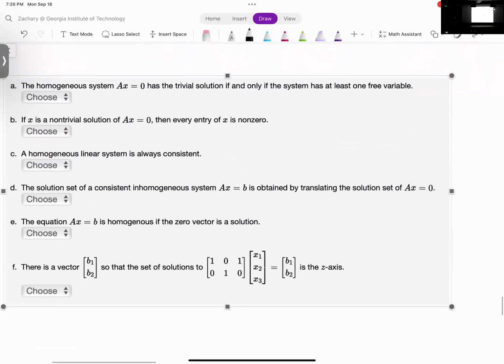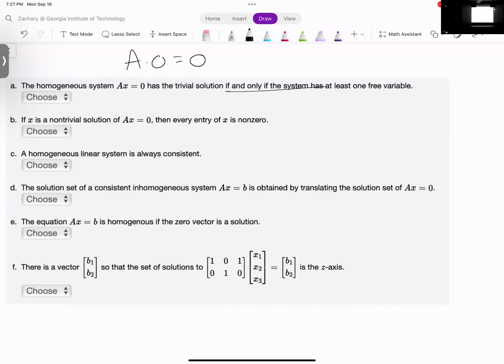Okay. So here we have 5, 6 true or false questions. First one says the homogeneous system AX equals 0 has the trivial solution if and only if the system has one free variable. Homogeneous means B is 0. What is the trivial solution? It's x equals 0, because it's trivial for us to say A times 0 equals 0. Of course, that is true. In fact, that's always true. It doesn't matter if we have a free variable or not. A homogeneous system will always have the trivial solution. So this one's false.